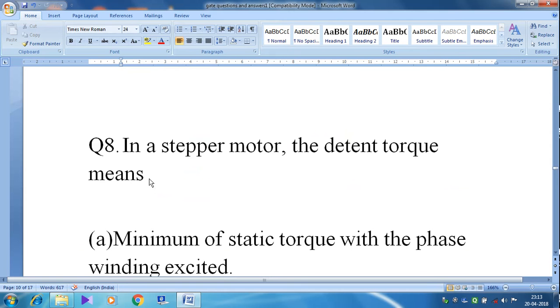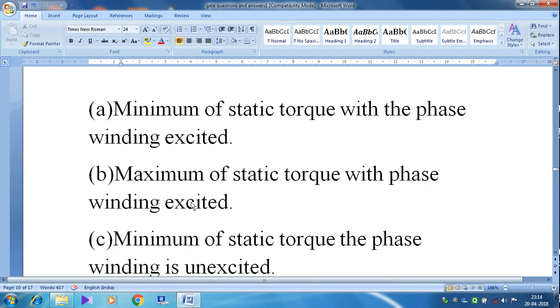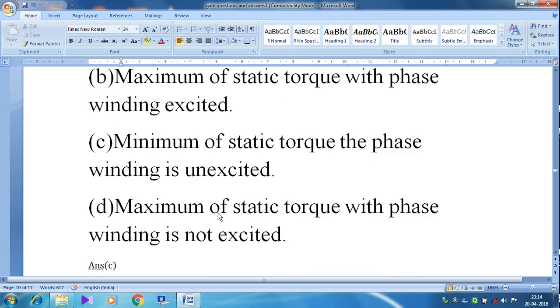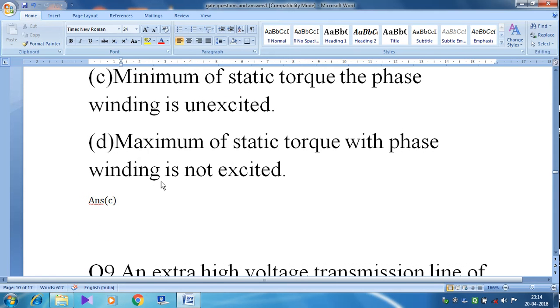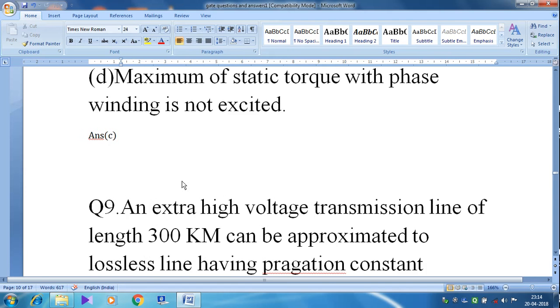So next question we will see. In a stepper motor, the detent torque means: minimum of static torque with the phase winding excited, maximum of static torque with phase winding excited, minimum of static torque with the phase winding unexcited, or maximum of static torque with phase winding unexcited. So the answer is C, minimum of static torque with the phase winding unexcited.